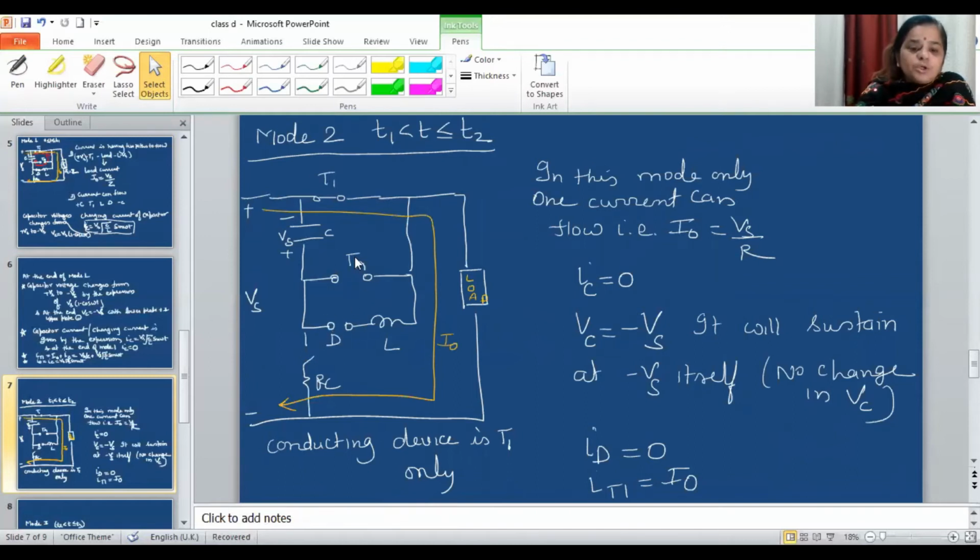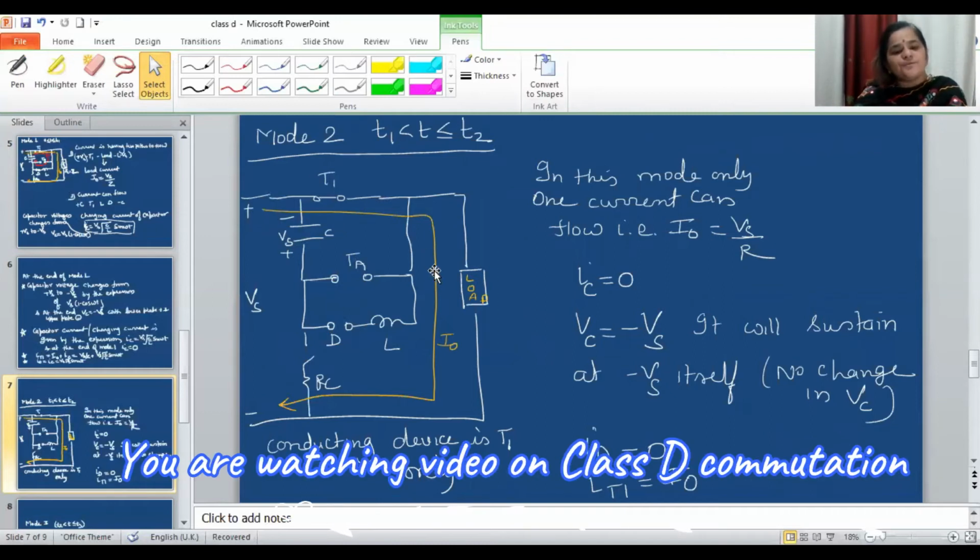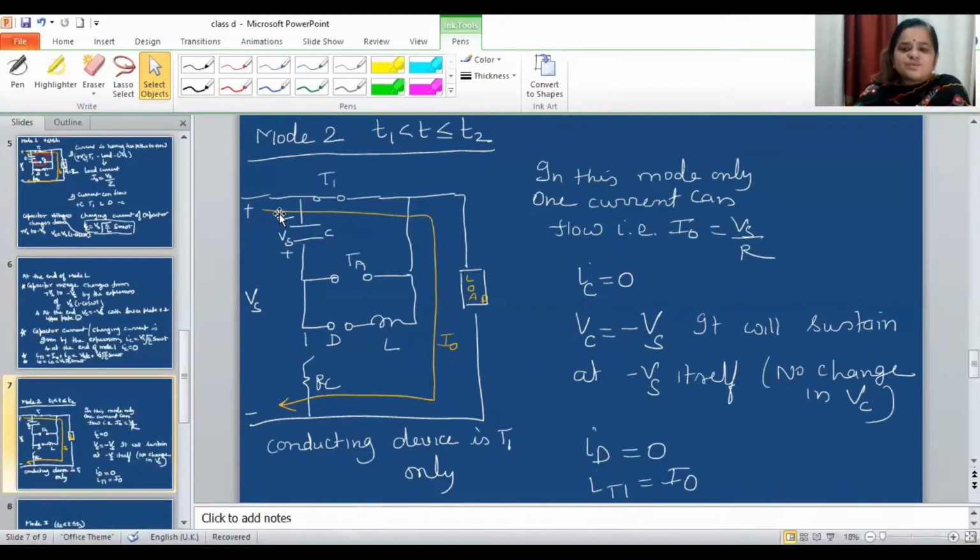As in this mode 2 the diode is off and TA is off, only one path of current flow is there, that is through plus Vs, T1, load and minus Vs. So only the load current will flow, and the value of that current is Vs by Z. In this case there is no charging current because TA is open and D is open, so there is no possibility of current flowing through the capacitor. So the charging current will be 0.